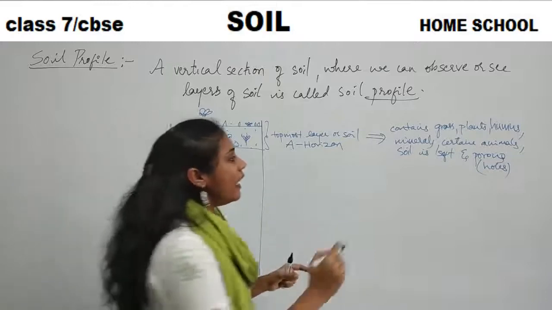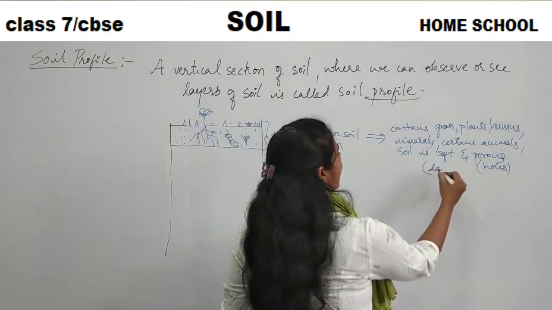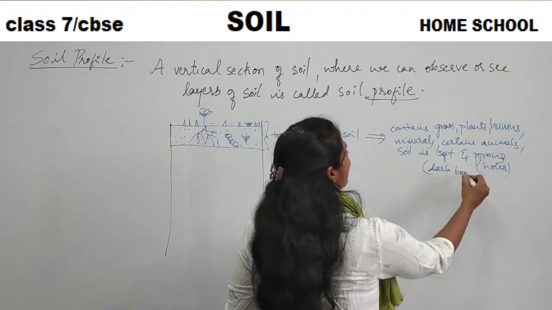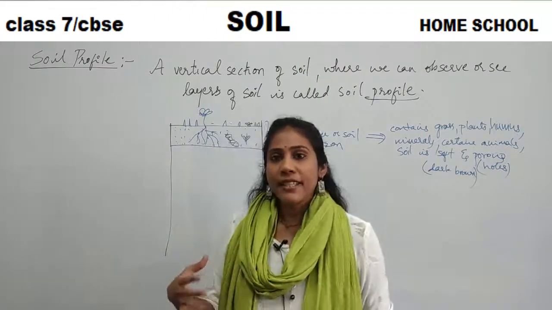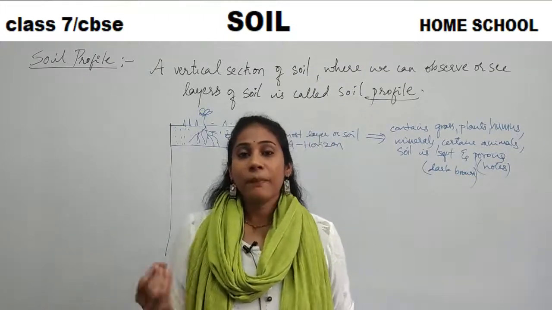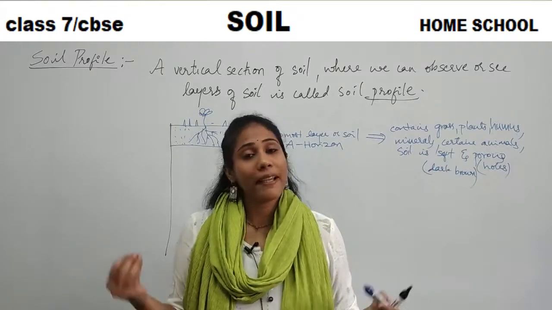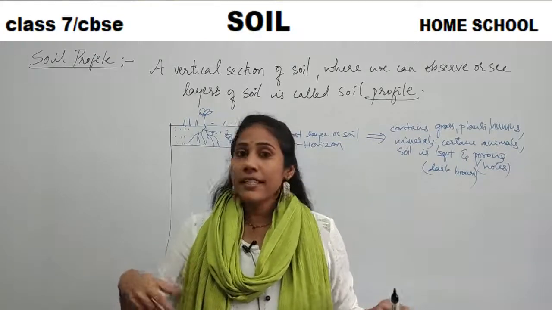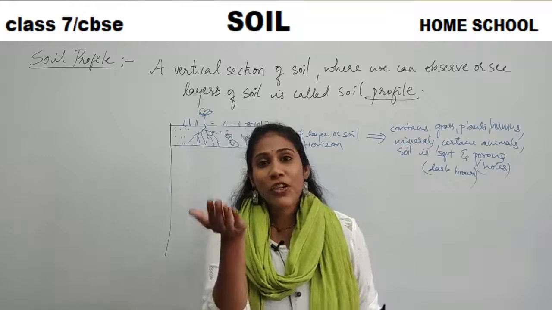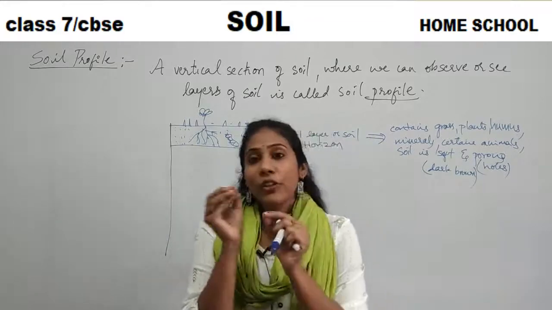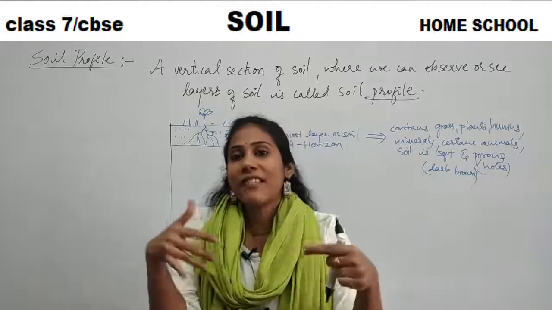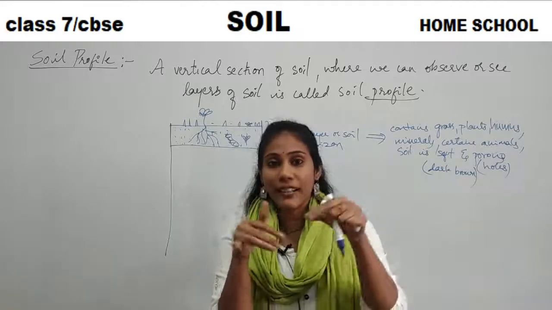And what is the color? Color is very much dark. Is it not? Dark brown you will find. So if you go to a garden and see, what does the soil contain? It will contain some earthworms, organisms, microorganisms, humus. If you touch the soil, how does the texture look like? It's very soft and very porous. You will have certain holes in the soil, right?